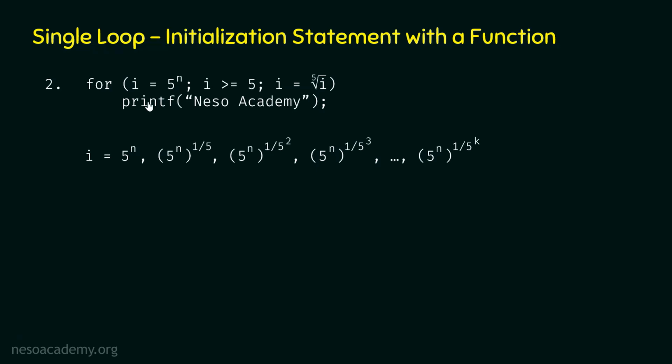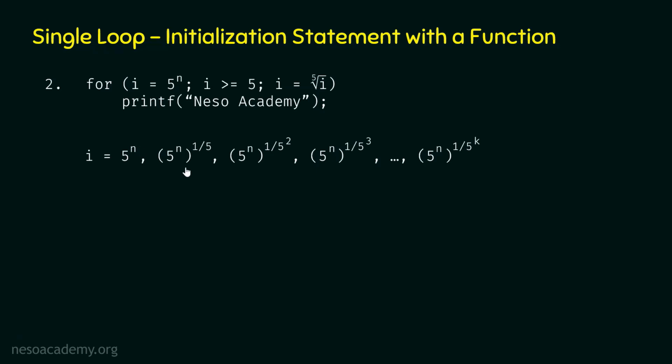Now let's find how many times this statement will execute. We need to observe this series carefully for this purpose. The first value of I is 5 power n to the whole power 1 by 5 power 0. So in the first iteration, the power of 1 by 5 is 0.